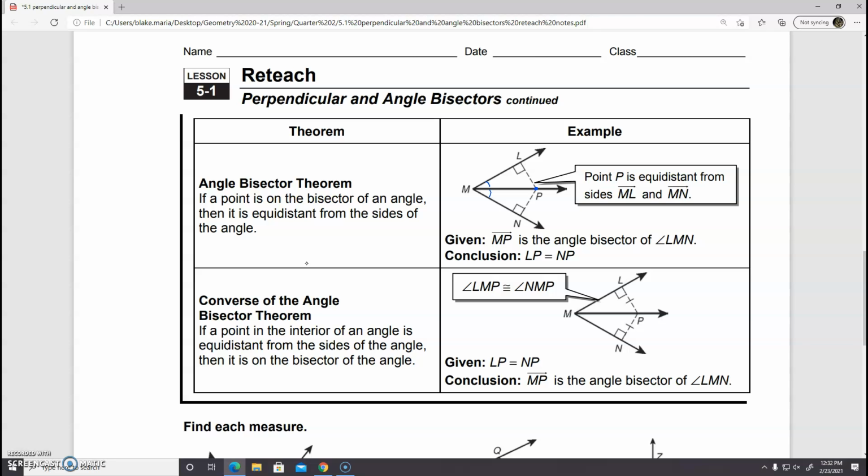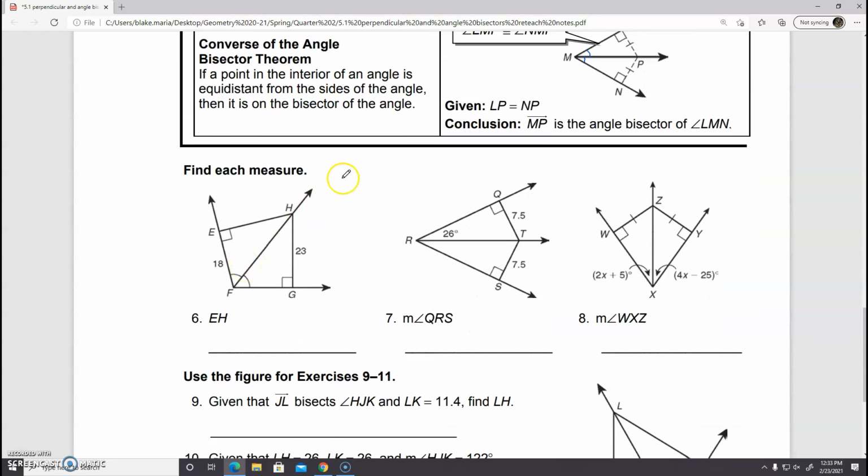And again, the converse is just thinking about it backwards. If it's equidistant to each side, then yes, MP is the angle bisector, and those are 2 equal angles. So there's a lot of equal stuff going on, a lot of congruency. So let's look. Here, I see that FH is an angle bisector because they've marked those 2 congruent angles. So any point on this angle bisector should be equidistant, that's 23, to each side. This will be 23. That's what they wanted, EH.